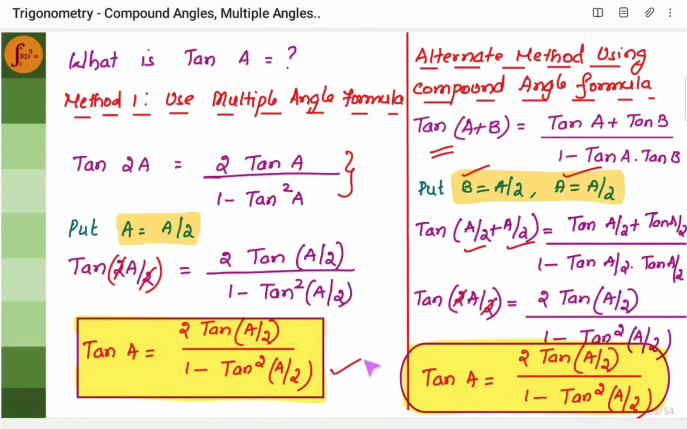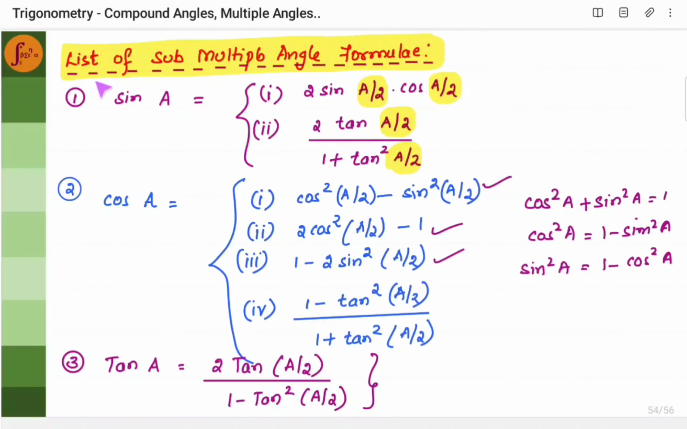So we've got the same formula using both the methods. So here's the summary. Here's the list of submultiple angle formulae that we have derived today. With this, we have come to the end of this particular topic.